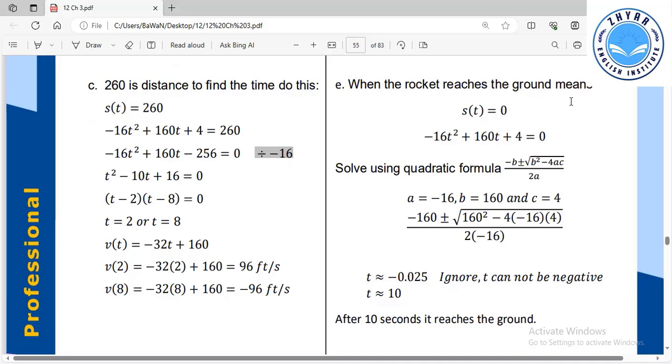When the rocket reaches the ground, this is the position function equal to 0. This cannot be factorized into two brackets. We can just use the quadratic formula: negative b plus or minus the square root of b squared minus 4ac, over 2a. You studied this in grade 9, grade 10, and grade 11, chapter 5. If you don't know this as a grade 12 student, now you have a chance to memorize the rule and use it practically.